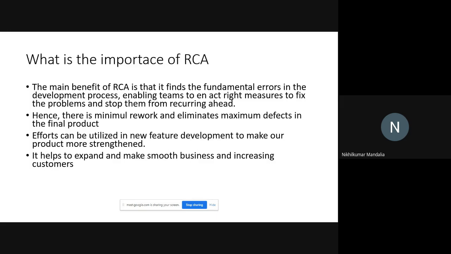As we see, with minimal rework after RCA, efforts can be utilized in new feature development to make our product more strengthened. This is also a very important thing, how we can create confidence with our client. In the initial phase of our product, when we release and there are issues, but we eliminate the issues from repeating, preventing them in the next release or next phase of development, this will create good rapport with the client, and there is a chance to increase our business as well. So these are the many benefits of RCA.